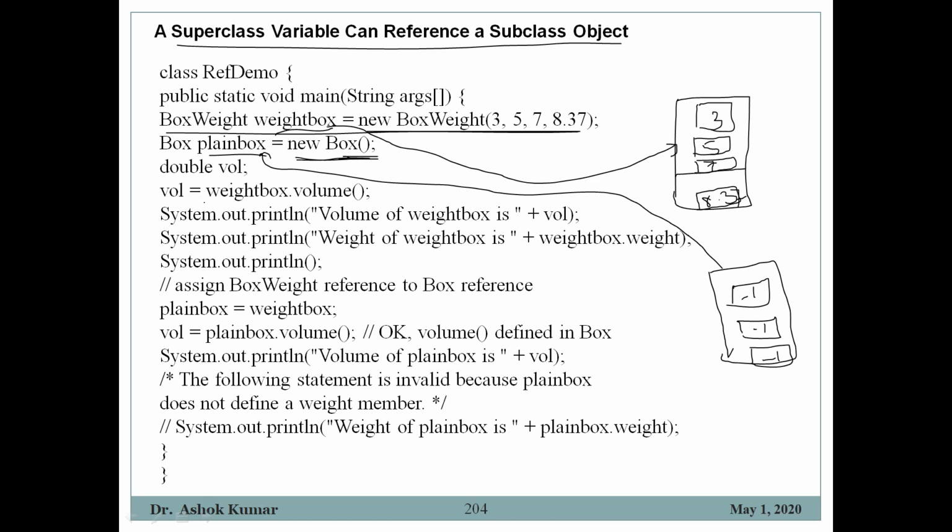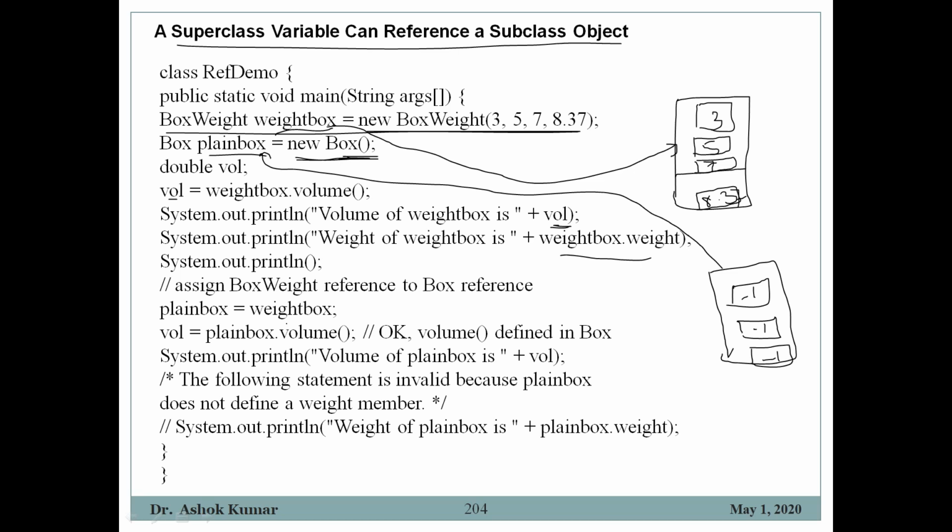After that, we are calling the volume with weight box with this object, and what you will get is the multiplication of these three members, 3, 5 into 7. So you will get the result 105, and that will get stored in the variable volume, and the next line will print the value of the volume, and then you will get the weight of the box, that is 8.37. This is what we discussed earlier. The important point starts from here.